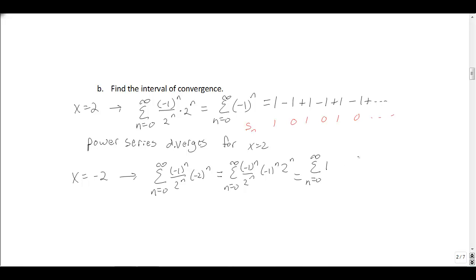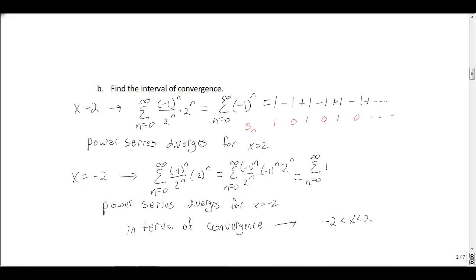Well, the sum of the 1's is going to go to infinity, and so this diverges as well. So our power series diverges for x equals negative 2. And that tells me that my interval of convergence is negative 2 less than x less than 2. So we included neither one of the endpoints here.